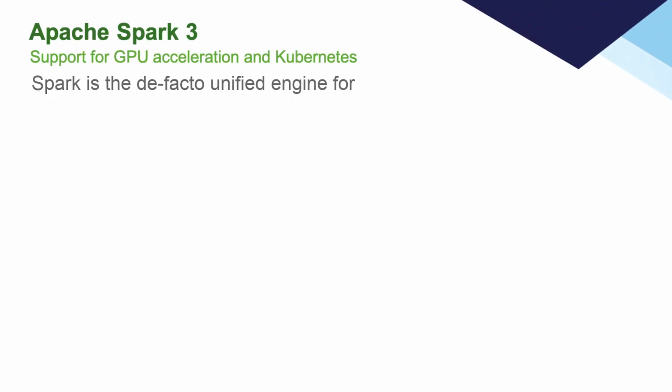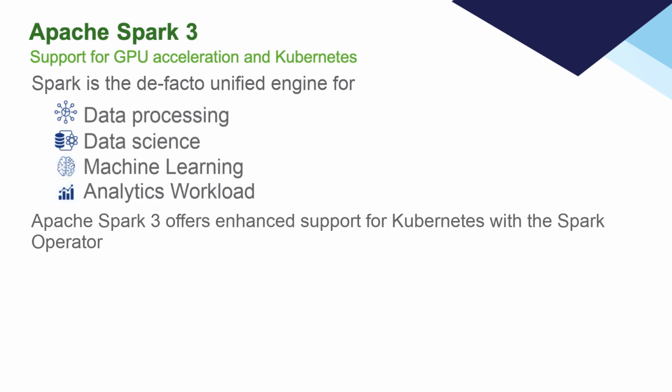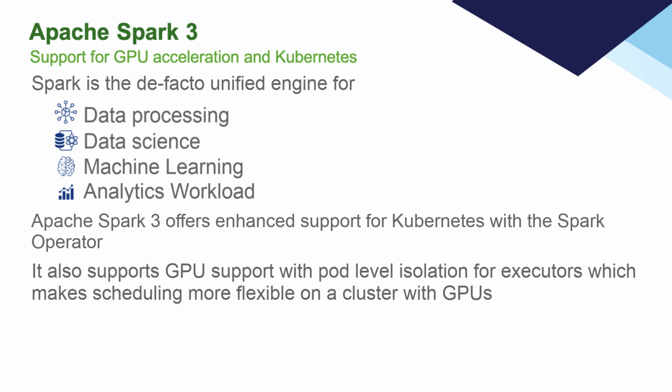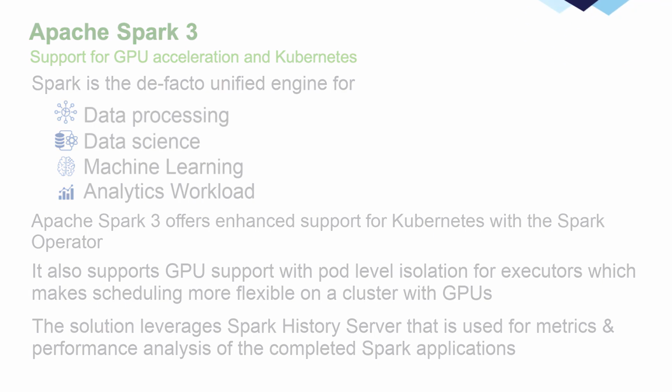Spark is the de facto unified engine for data processing, data science, machine learning and analytics workloads. Apache Spark 3 offers enhanced support for Kubernetes with the Spark operator. It also provides GPU support with pod-level isolation for executors, which makes scheduling more flexible on a cluster with GPUs. The solution leverages Spark History Server, which is used for metrics and performance analysis of the completed Spark applications.